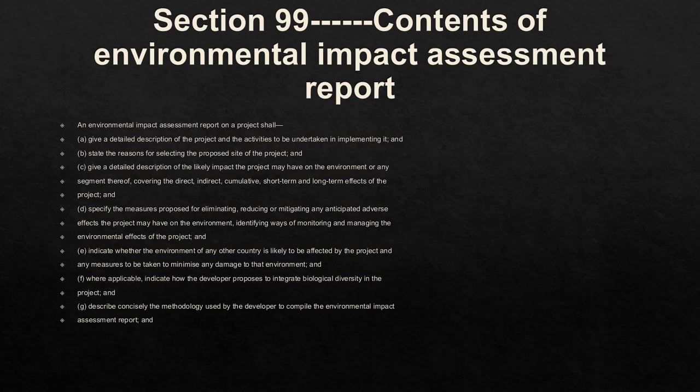It's just giving content. What do those environmental impact assessment reports contain? You see that one of the things that it contains is a detailed description of the project, a statement of the reason for selecting the proposed site of the project, a detailed description of the likely impact that the project will have on the environment, specified measures proposed for eliminating an environmental impact, and an indication of whether the environment of any other country is likely to be affected by the project.